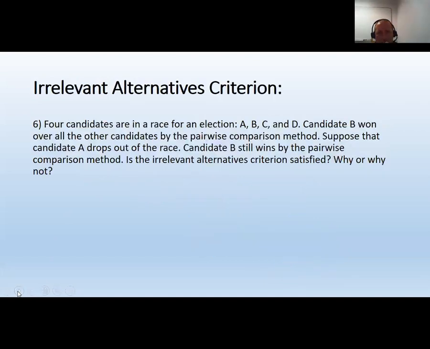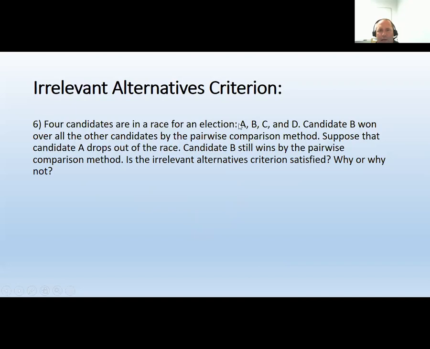Okay. This is the irrelevant alternatives criterion. Now this is just going to test your understanding, but there's not going to be any math steps on this problem other than just knowing what the criterion says.